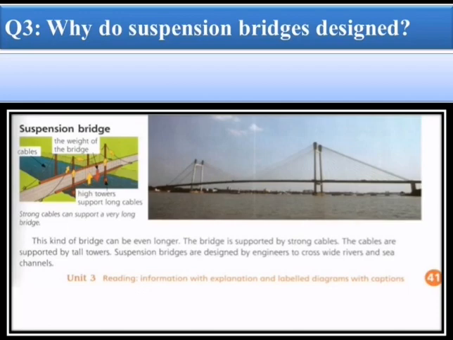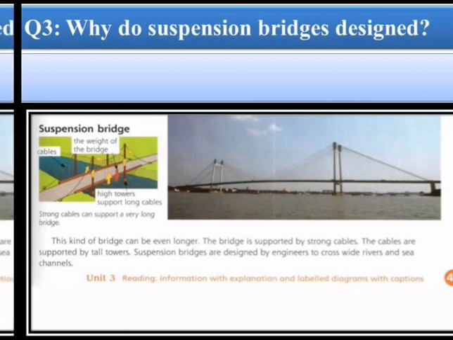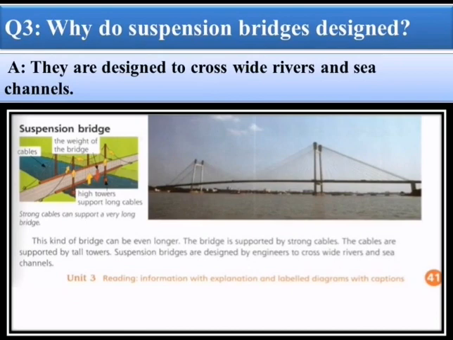And now let's go to question number 3 from paragraph number 3. Why are suspension bridges designed? You can find this answer from paragraph number 3. The answer for this question is they are designed to cross wide rivers and sea channels.